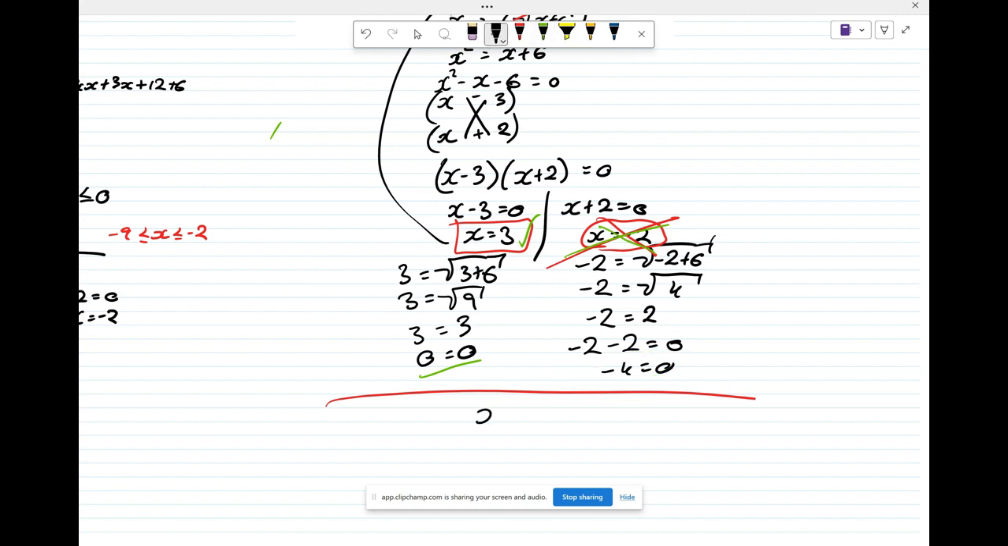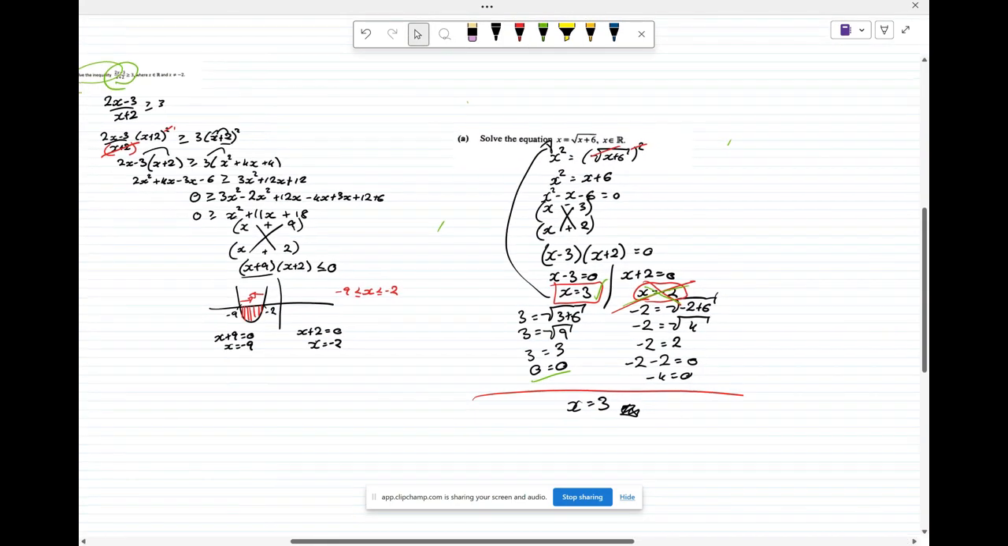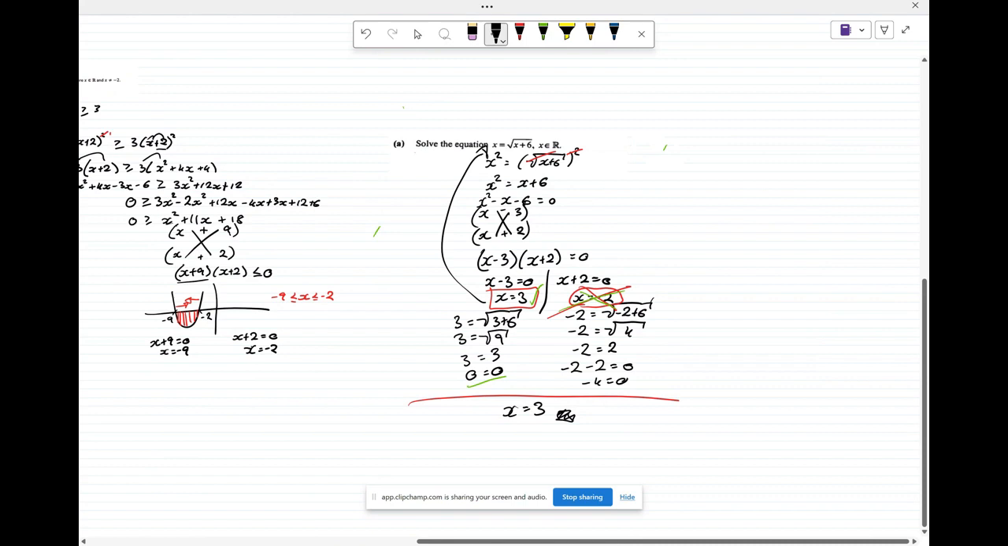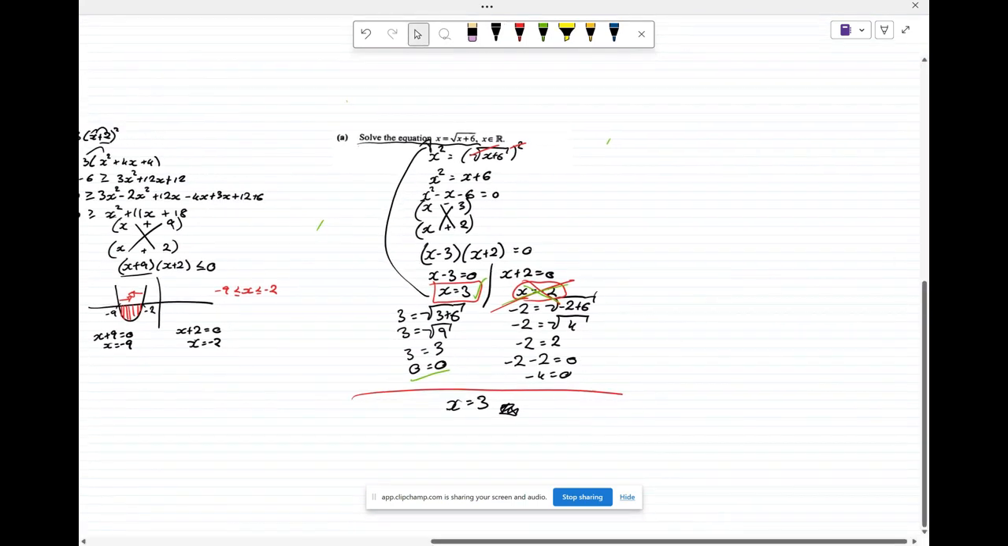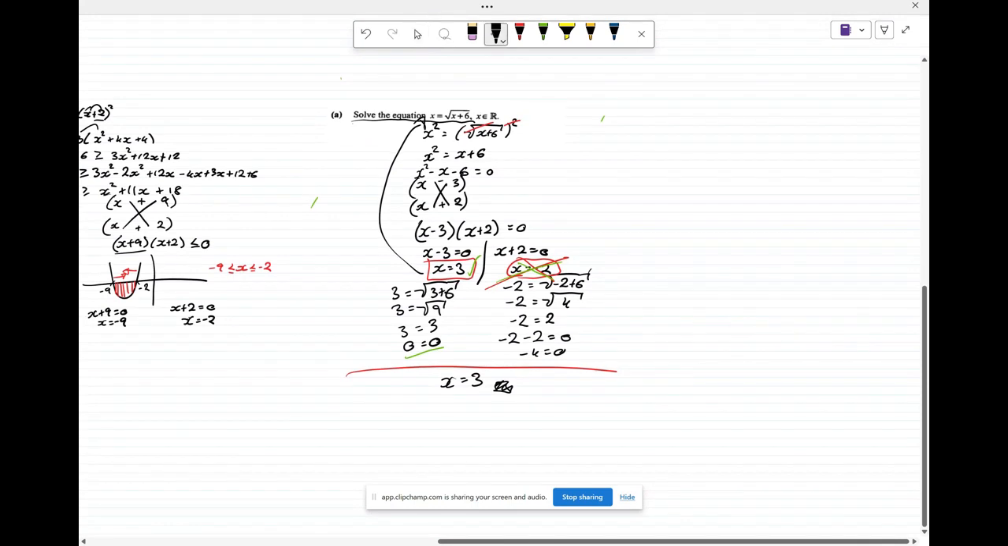So your final answer is going to be x is equal to 3. That is the value for x for which that is true. Great. Okay, so on to the next question.